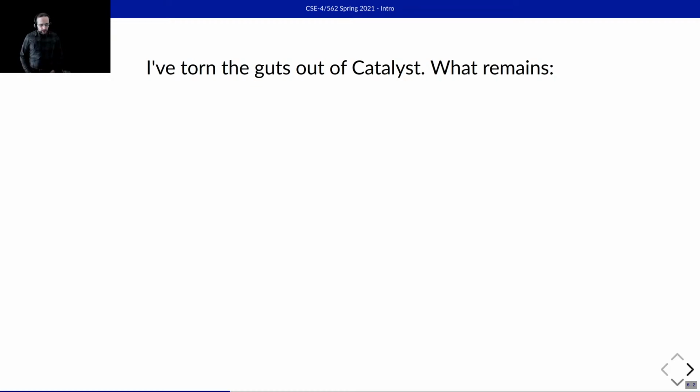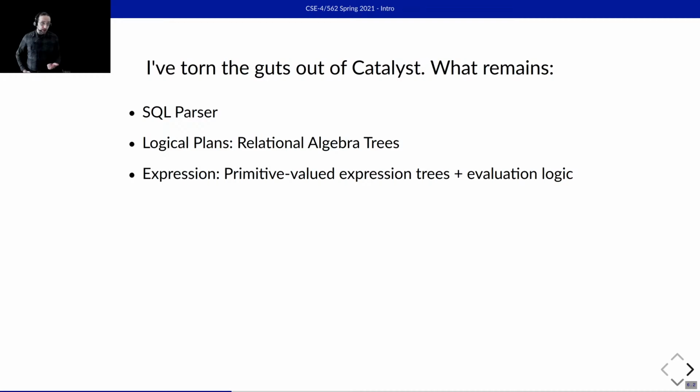Now, I have created a version of Spark that I'll be releasing in a few days that is essentially the main chunk of Spark's SQL processing system, called Catalyst. I've taken out all of the guts. What is left is essentially a parser, the relational algebra trees (if you don't know what that is, we'll cover that), and the frameworks for representing and evaluating single primitive valued expressions. So that is still there.